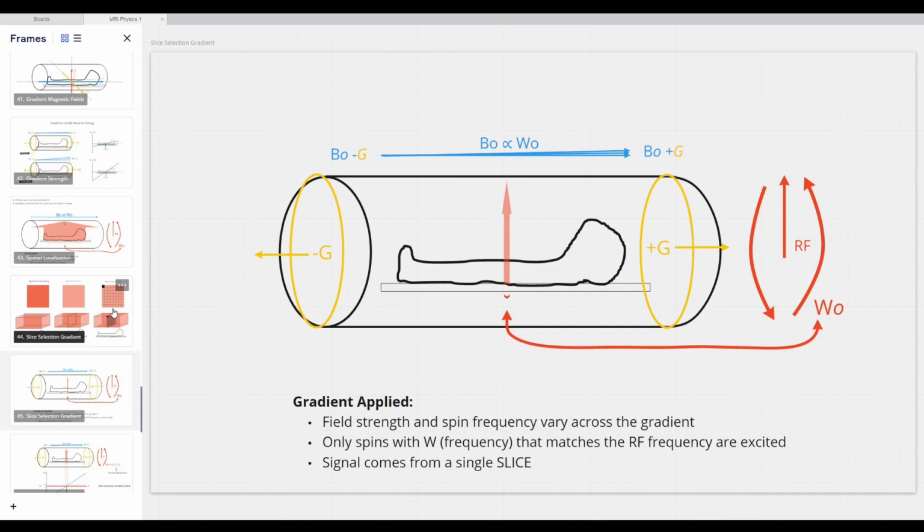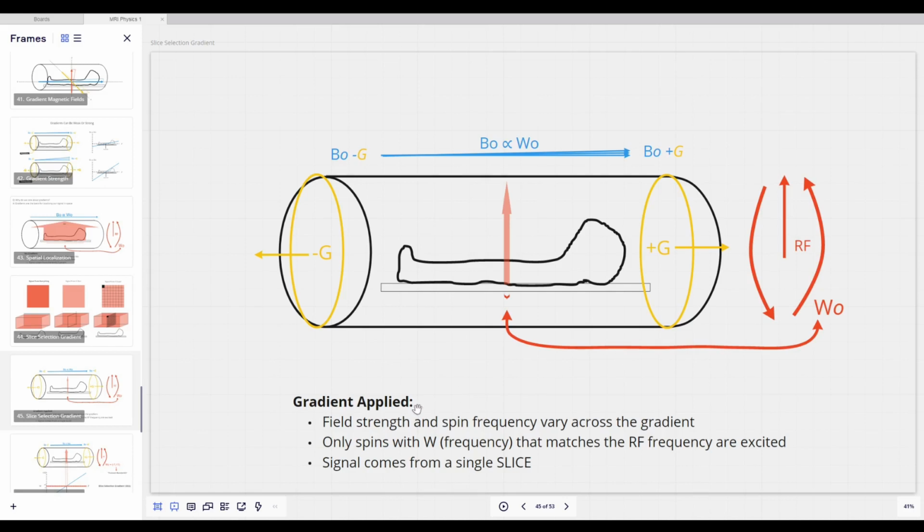Well, I introduced the concept of gradients for a reason. And so this is the reason. So when you apply a gradient, I'm just going to reiterate what we said before. When you apply a gradient, the field strength and the spin frequency are going to vary across the gradient, right? Field strength is going to be less down here. Spins are going to be slower down here by the feet. As you move across the gradient, spins are going to be moving faster up by the head, and the net magnetic field strength is going to be stronger up by the head, okay?